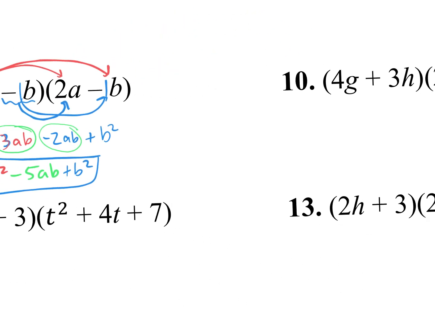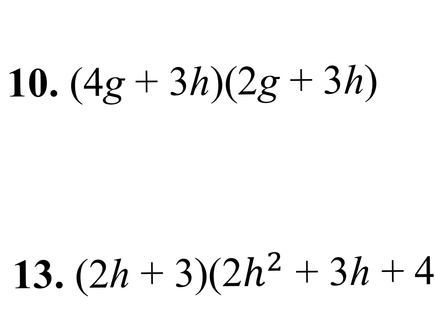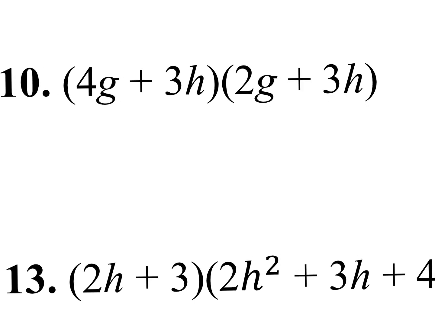You want to see another one of those or no? Here's a gh term. You guys want to try that one? Yes, please. Okay, let's do this one. So we're going to begin. What is 4g times 2g? Well, 4 times 2 is 8, and g times g is what? So 8g squared. Again, 4 times 2 is 8, g times g, g squared.